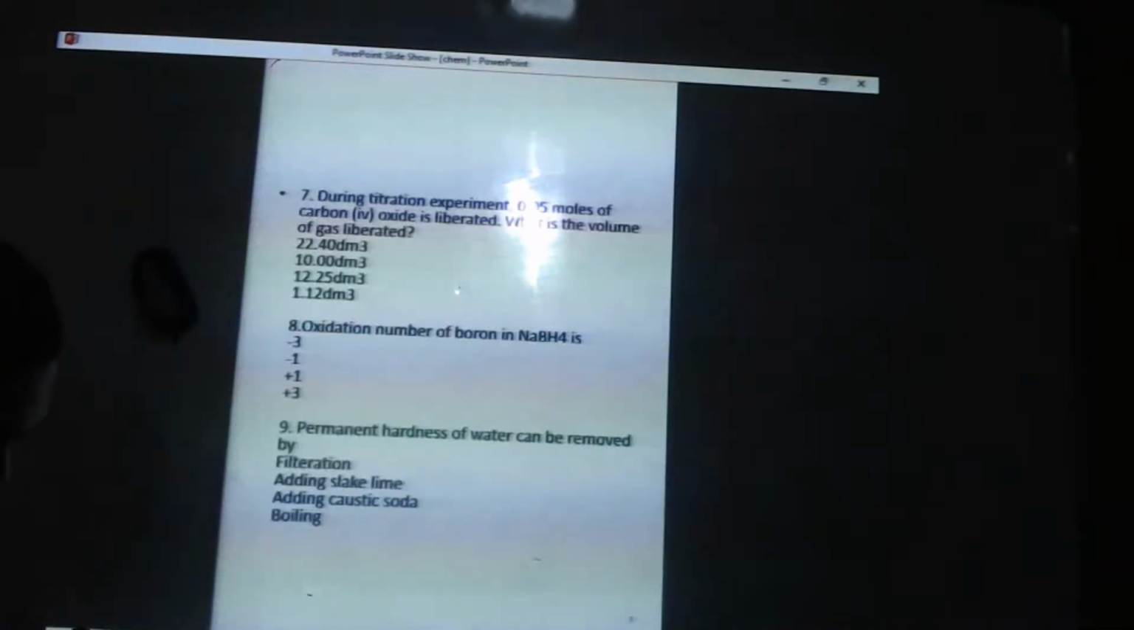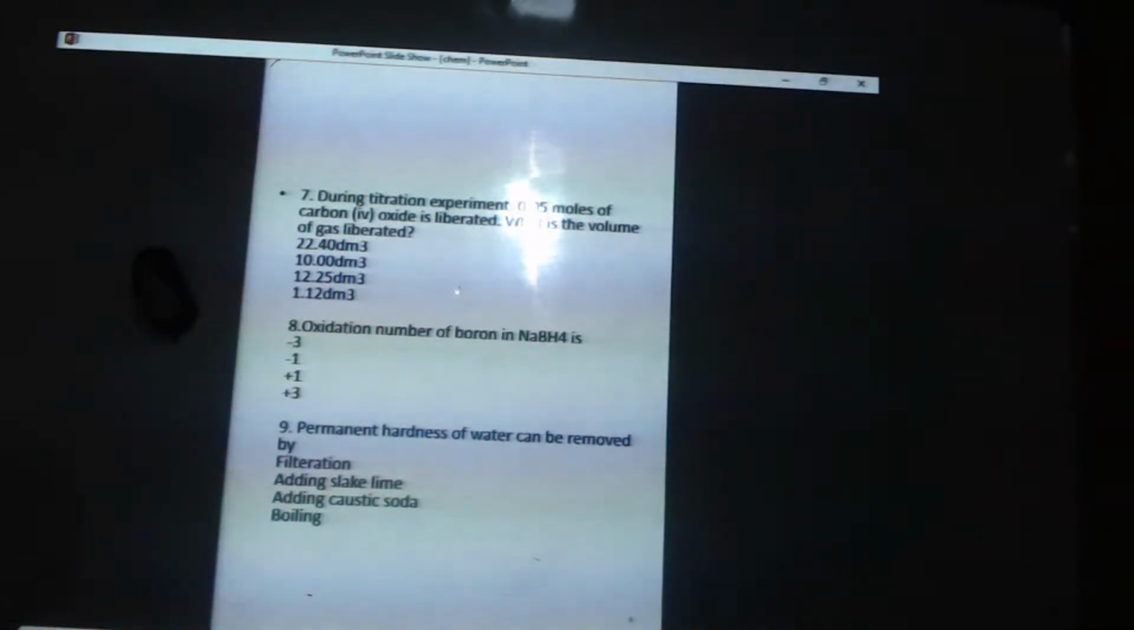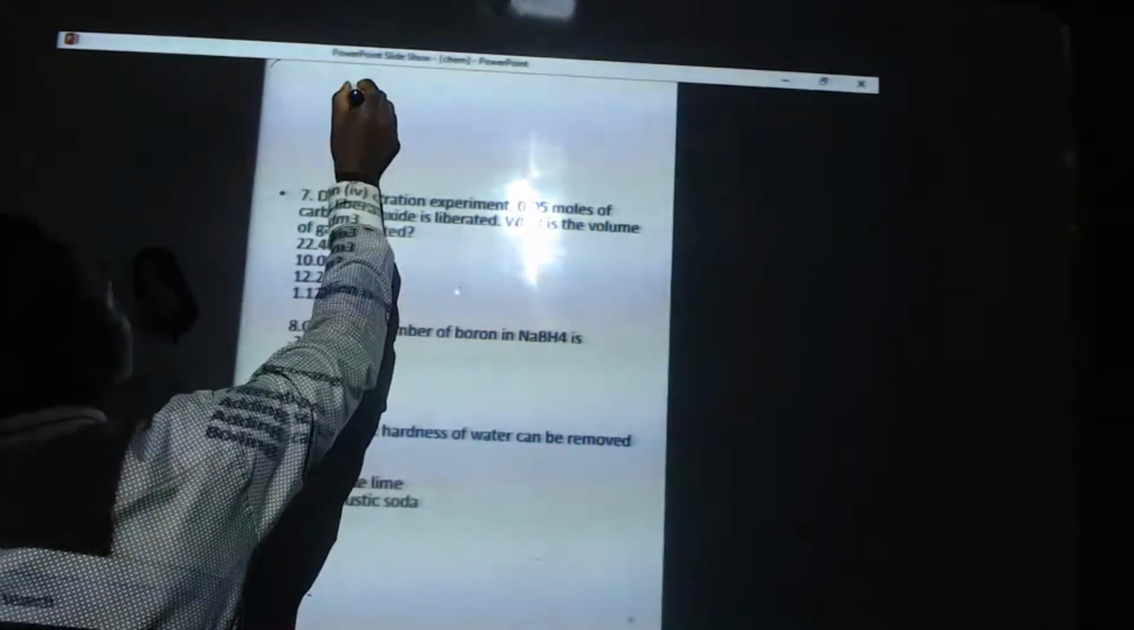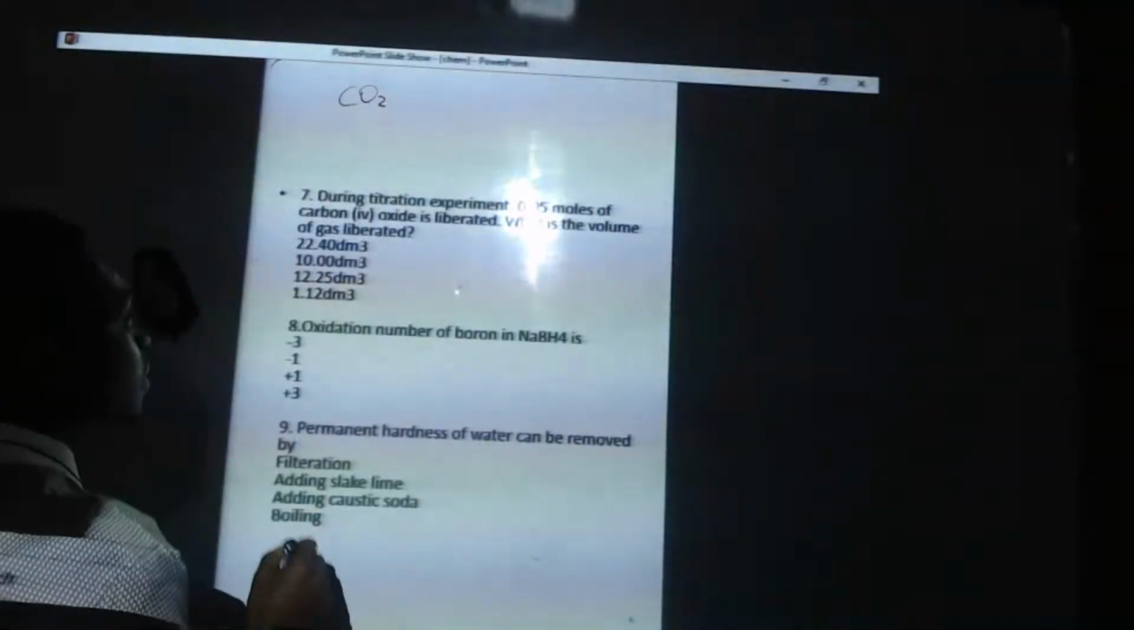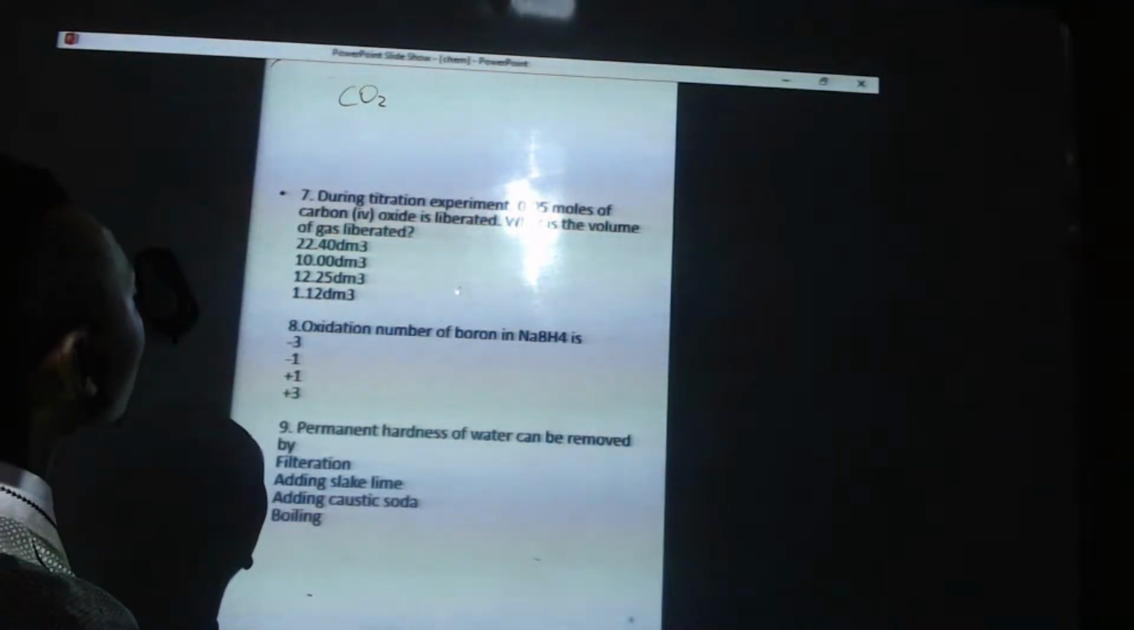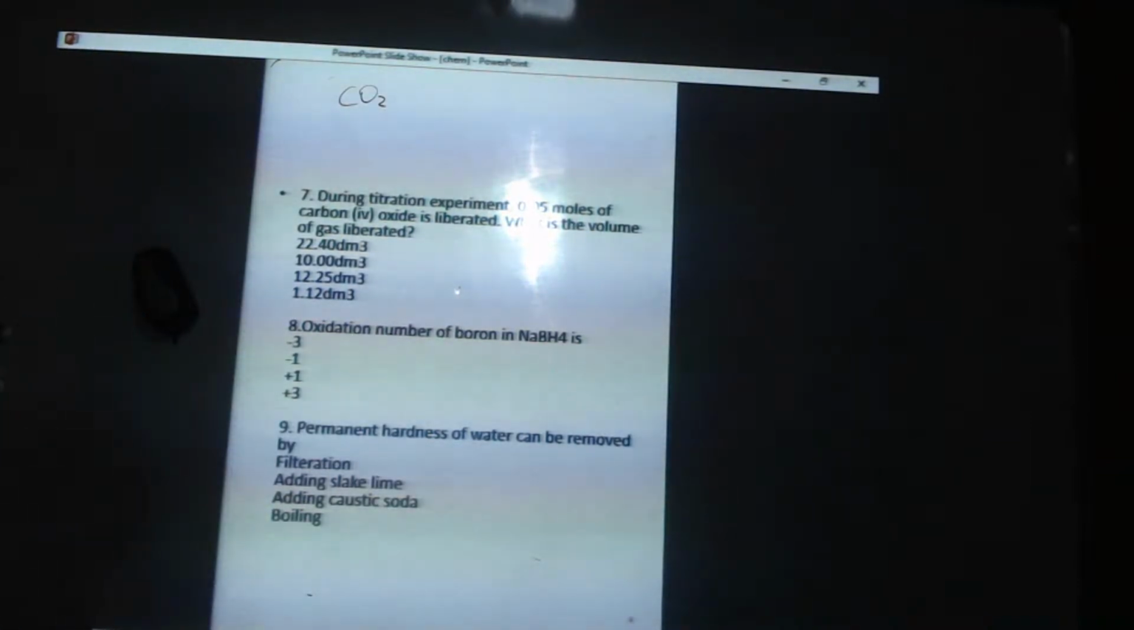Look at the next slide. It said during a titration experiment, 0.05 mole of carbon(IV) oxide is liberated. What is the volume of the gas liberated? Now we are dealing with carbon(IV) oxide being liberated, and then they ask you what's the volume of the gas liberated.